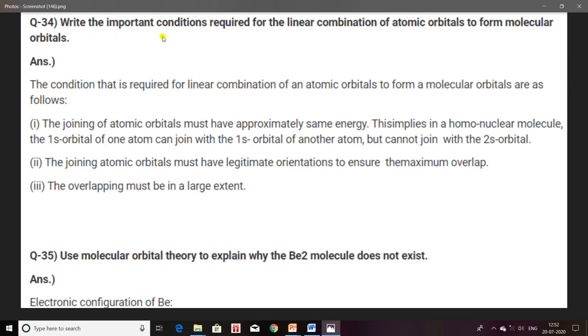Now next question is, write the important conditions required for the linear combination of atomic orbitals to form molecular orbitals. Now the conditions are, the joining atomic orbitals must have approximately same energy. If they have different energy and the difference is very large, then there will be no overlapping. Next is, the joining atomic orbitals must have legitimate orientation to ensure the maximum overlap. Orientation should be proper, or otherwise there will be no overlapping. Next is, the overlapping must be in a large extent. The overlapping extent should be large.